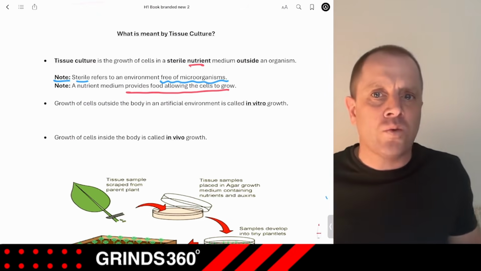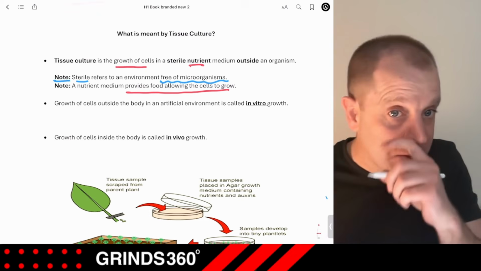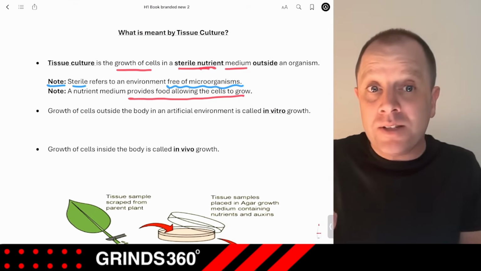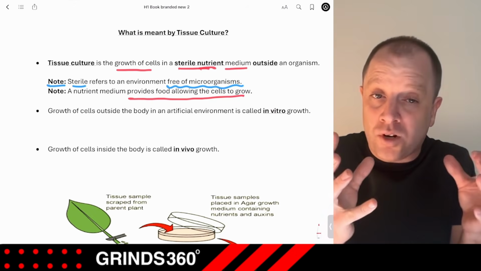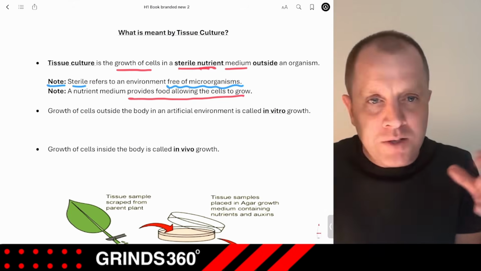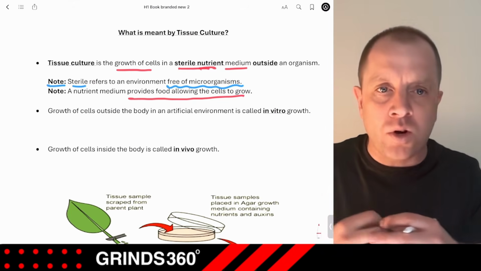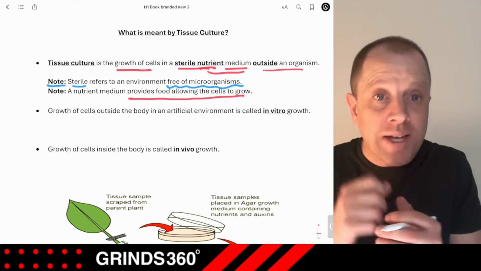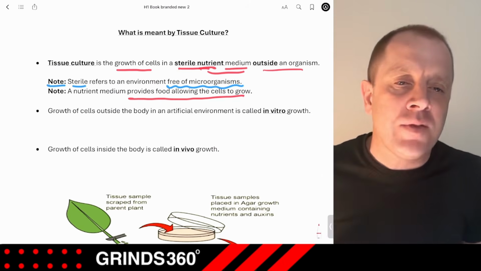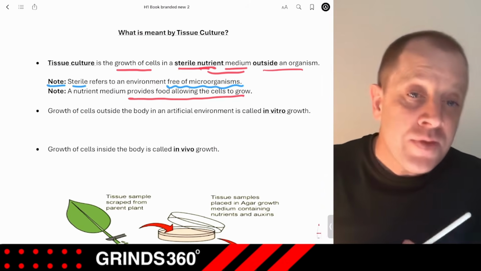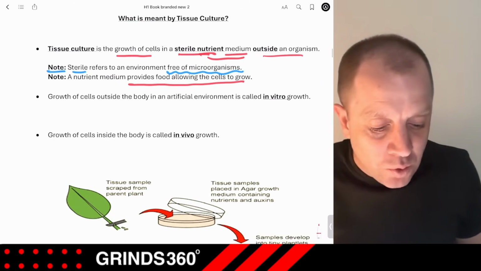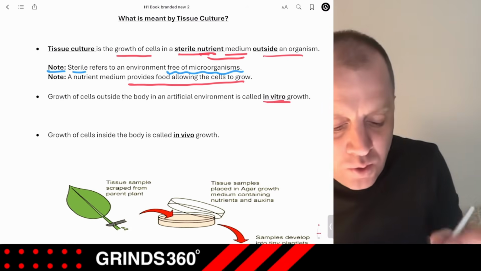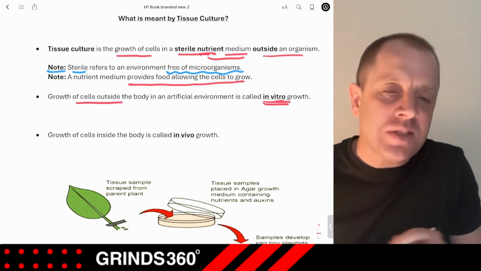A lot of people who learn that definition don't grasp what it means. You're going to grow cells, maybe skin cells, maybe plant cells, in a sterile nutrient medium. So it's an environment that's sterile, which means free of microorganisms, so the skin cells can grow without worrying about other microorganism growth, and we provide them with food, and they'll grow outside the organism. Skin cells would normally die if you didn't give them the right environment, but if you can control the environment, then they'll grow outside that organism. The term in vitro, like IVF, means outside. So when you're growing cells outside the organism, we say it's in vitro.